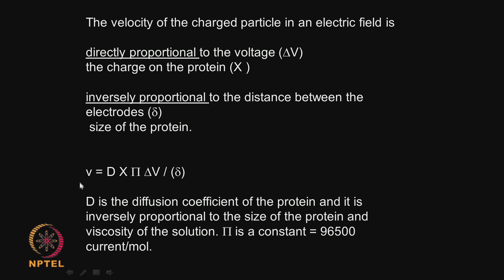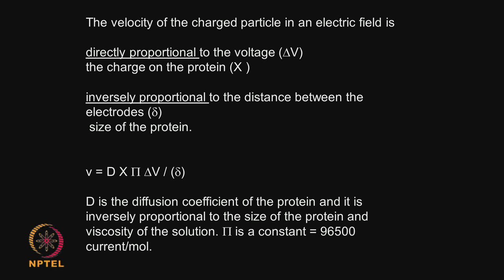So, they are given by this relation: velocity v on the left hand side, D is the diffusion coefficient, okay. X is the charge on the protein, phi is a constant, this is given by 96,500 coulombs per mole, delta V is the voltage difference and this delta is the distance. So, as you can see, the velocity is directly proportional to the diffusion coefficient, directly proportional to the charge and directly proportional to the voltage you are applying, but it is inversely proportional to the distance between the electrodes. And the diffusion coefficient is a function of the size of the protein, viscosity of the medium and so on.